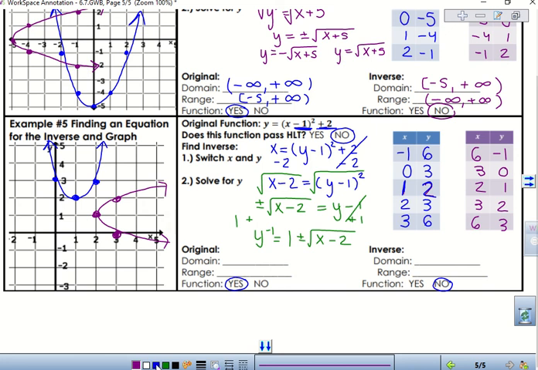What would be the domain of the original? Good. Negative infinity to positive infinity. What would be its range? 2 to infinity. Good. What would be the inverse's domain? 2 to infinity. Good. And the range? Negative infinity to positive infinity. Good.